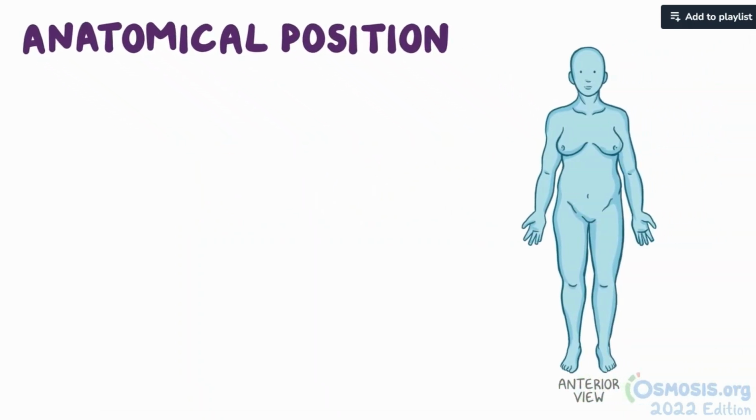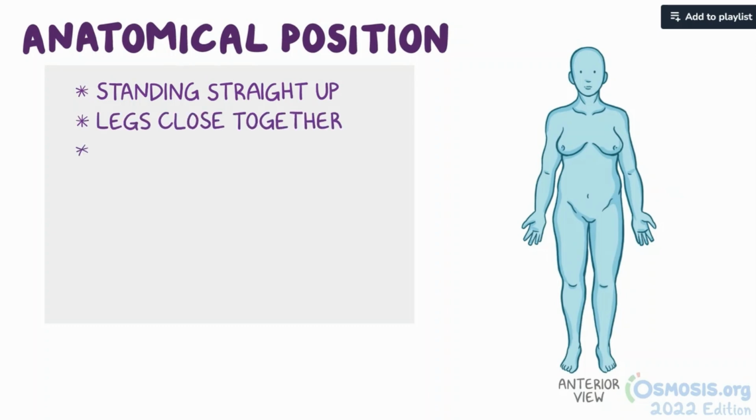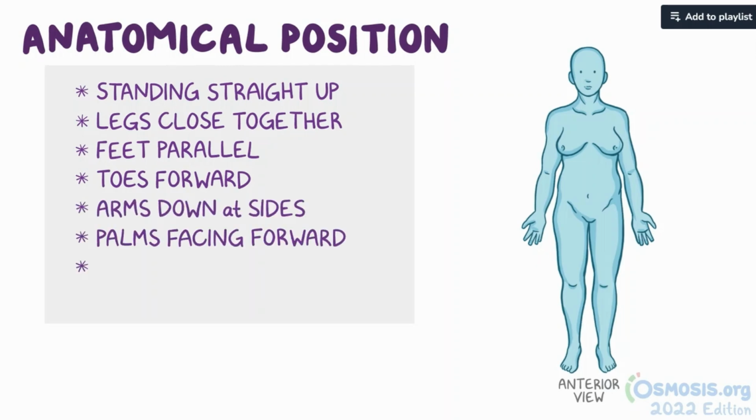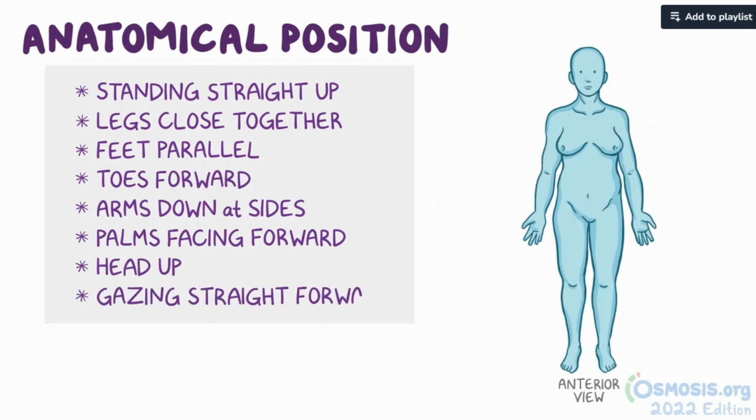Now, let's describe the position the body is in when we refer to anatomical position. When a person is in anatomical position, they are standing straight with their legs close together, their feet parallel to one another, toes directed forward, their arms are down at their sides with the palms of their hands facing forward, and they are keeping their head up and gazing straight forward. All descriptions of the body refer to the position shown here.